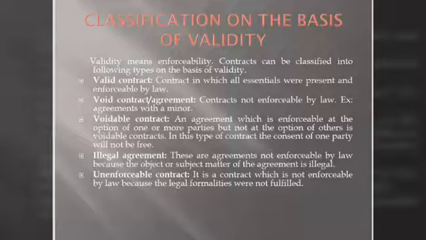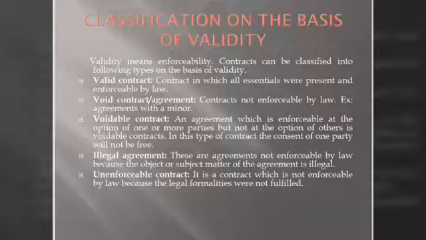Next, third one is voidable contract. A voidable contract is an agreement or a contract which is enforceable at the option of one or more parties, but not at the option of the other or others. In this type of contract, the consent of one party is not free. The acceptance given by the other party is received by way of fraud or something. That is called a voidable contract.